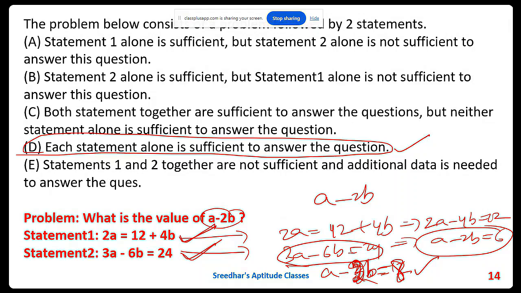Okay. If you agree with my answer, we'll move to the next one. Or else, if any of you ask me to repeat, I'll do that. Here, statement 1 is giving us the a minus 2b value. 2 is also giving us the a minus 2b value.